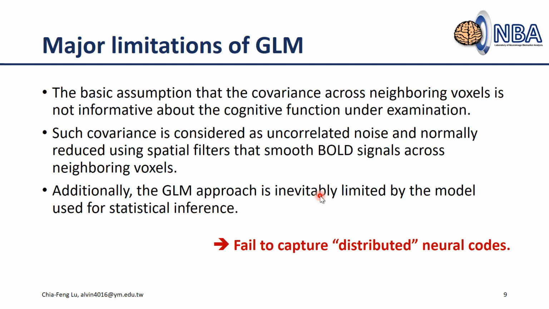Okay, so we say GLM may fail to capture distributed neural codes. Distributed means that it involves several different voxels or a certain region within your brain. So GLM may not be a suitable tool to capture the distributed neural codes. And code means the coding, that is, how our brain or how neuronal cells respond to external stimuli.